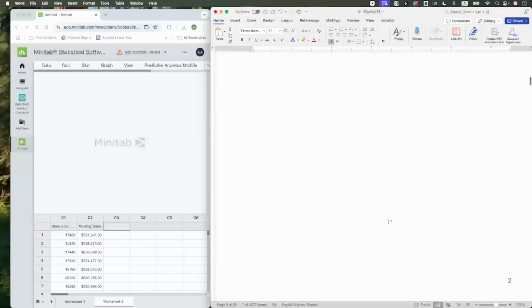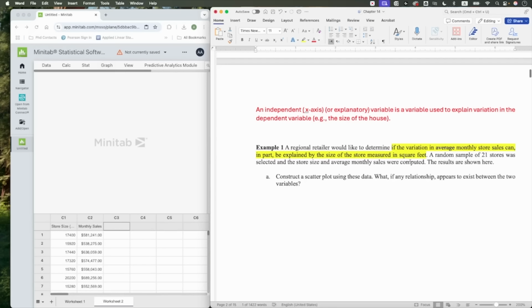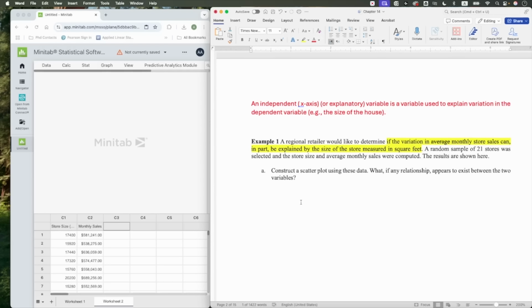So for the same example that we started with, we would like to study the relationship between the monthly store sales and the size of the store measured in square feet. We're going to see the relationship. We're going to do the scatter plot, describe it, and find the correlation coefficient of this, okay? So before that, we have to write something. We have to understand why we are doing this work.